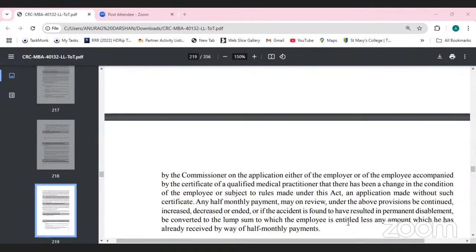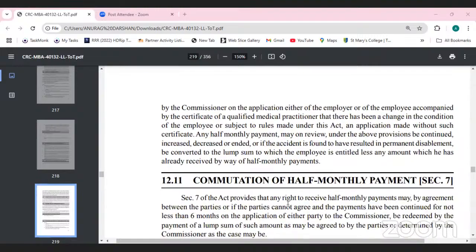Or if the accident is found to have resulted in permanent disablement, it can be converted to a lump sum amount to which the employee is entitled, less any amount which has already been received by way of half monthly payment. So if there is any change in the condition, definitely the resultant compensation will also be changed. As we have seen for permanent disablement, it was 5.48 lakhs. So that can be paid as a lump sum to the employee who has been disabled, or it can be paid after deducting any amount that has been paid as half monthly payments.